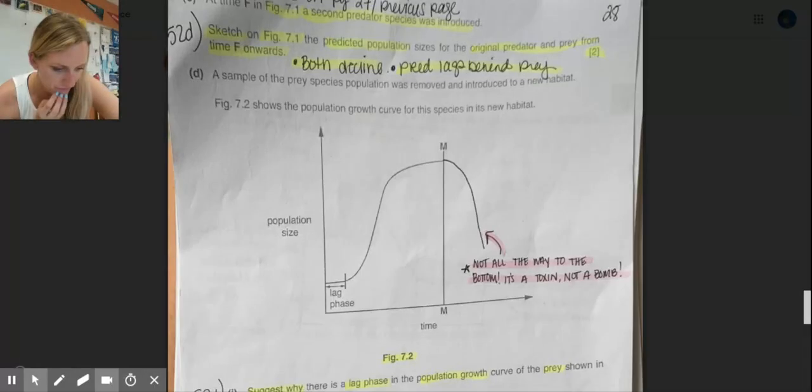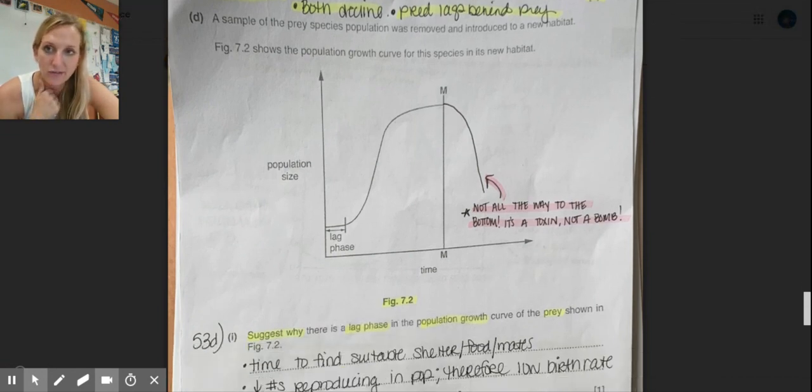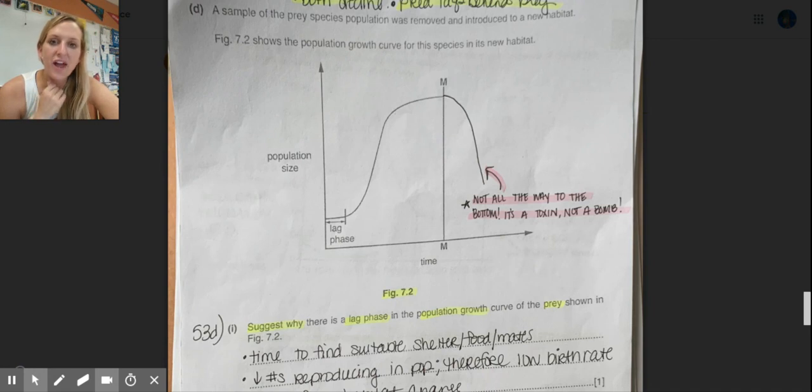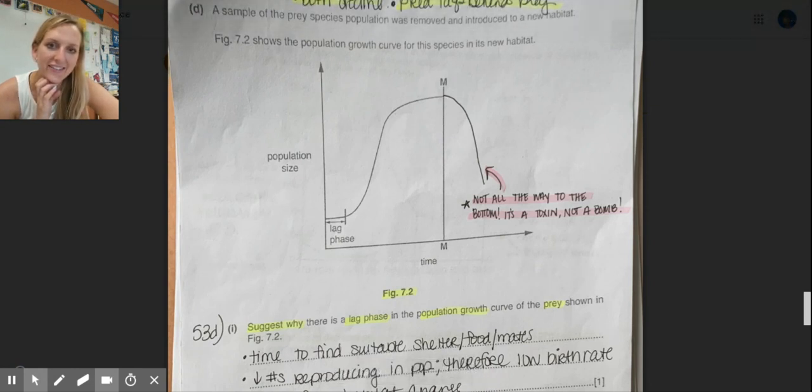53 and then 50, so the rest of these, 53 to 57. You see a prey species population was removed and introduced to a new habitat. So initially we have this lag phase. This is called a sigmoid growth curve or a logistic growth curve. Sigmoid because it makes this lazy S shape.